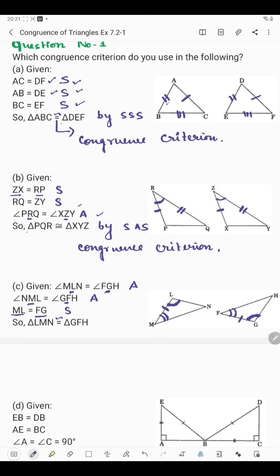We can see that this side is in between the two angles, so here we'll write ASA, meaning angle side angle, in which the side will be in between the two angles. So by ASA congruence criterion.